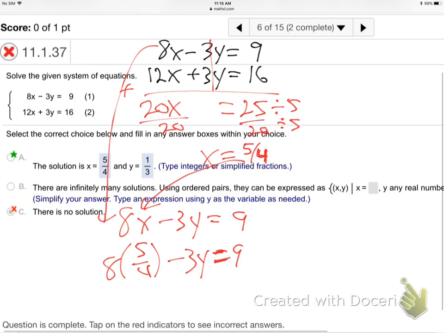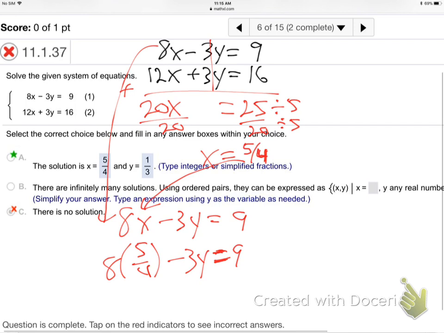Everybody good there? Am I racing ahead of you? Is that good, what I'm doing? Put in 5/4. Yeah, Alexis. Oh, yeah, it doesn't matter. You mean could I plug into the second equation? You totally could. Either equation's fine.